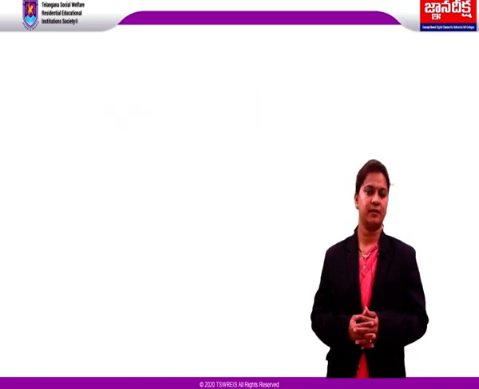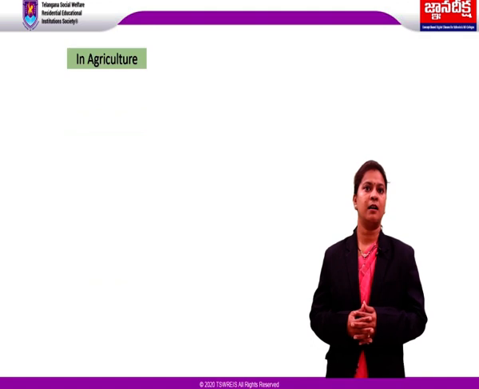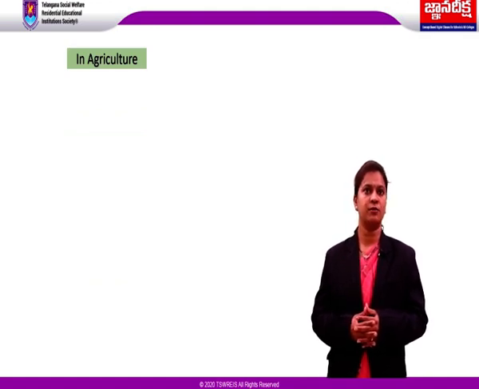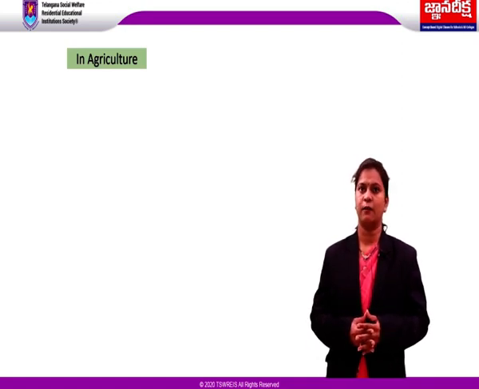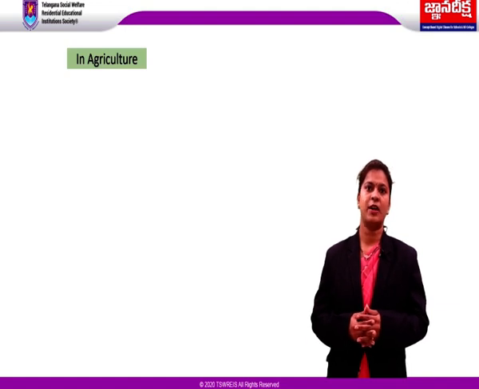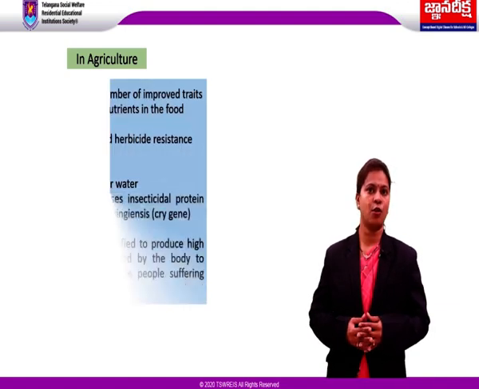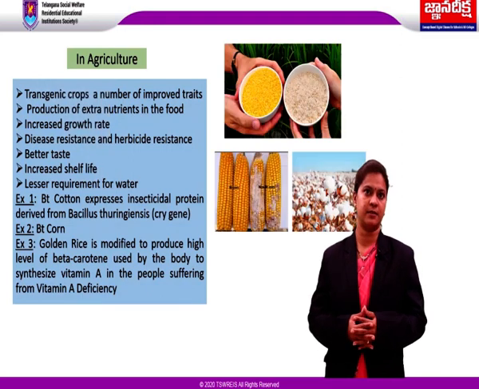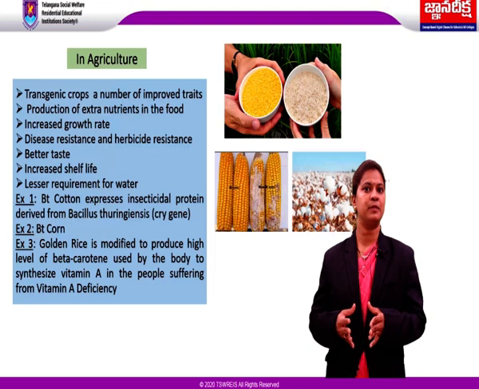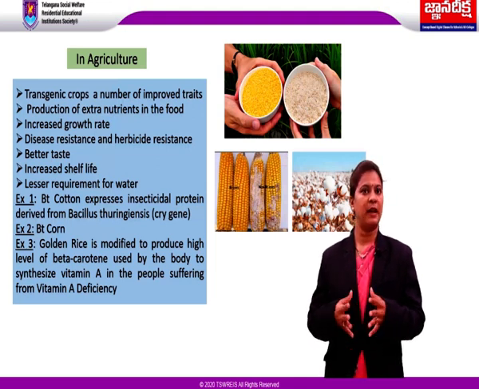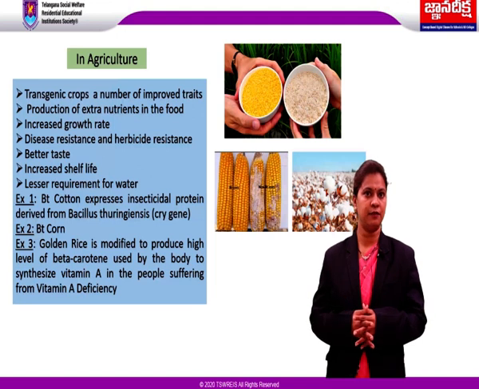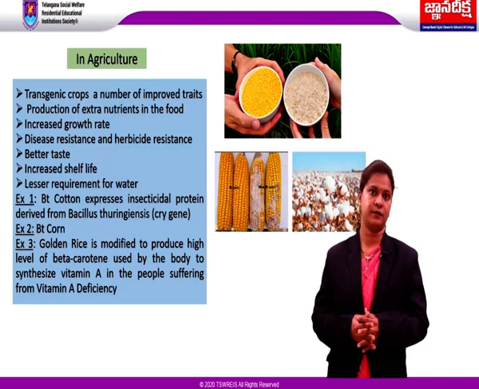In the agriculture sector, genetic engineering principles are going to play a very important and vital role. The plants whose genome is altered by adding one or more transgenes are called transgenic plants. Transgenic crops have a number of improved traits: production of extra nutrients in the food, increased growth rate, disease resistance and herbicide resistance, better taste, increased shelf life, less requirement for water. Therefore, they can resist drought.